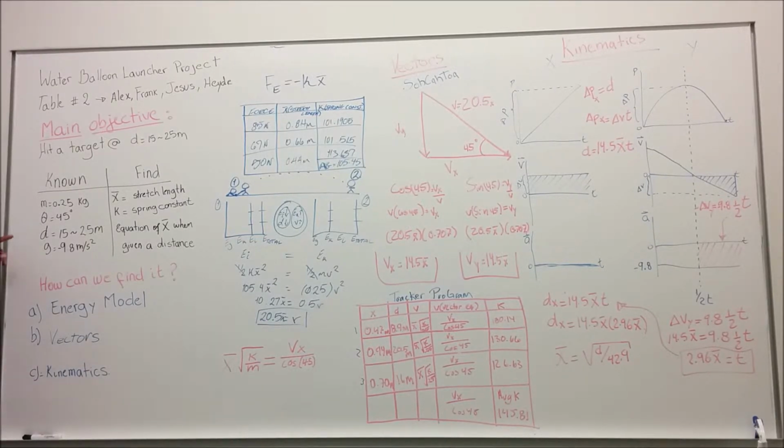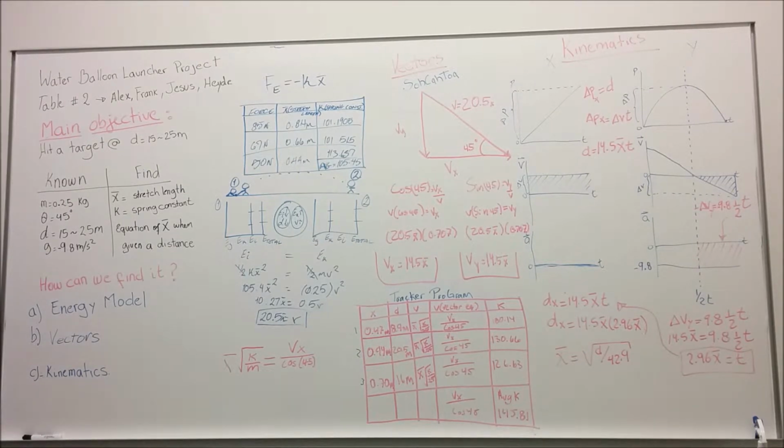For our knowns, we have our mass, which equals 0.25 kilograms for every water balloon. The angle that we have is 45 degrees for that slingshot. The distance we already know, and then gravity is negative 9.8 meters per second squared.